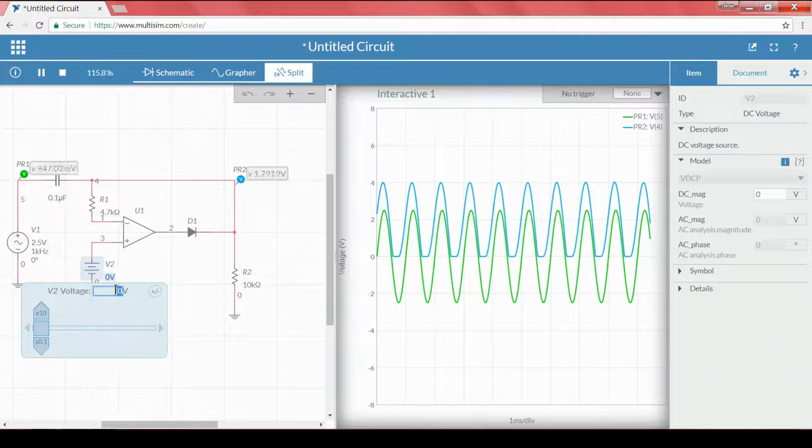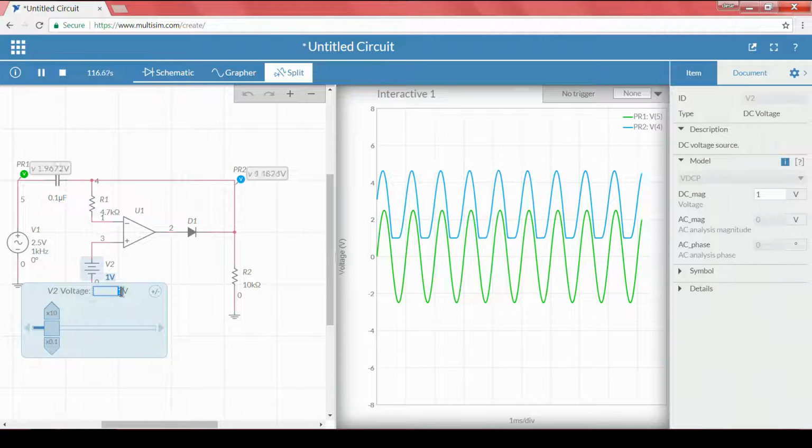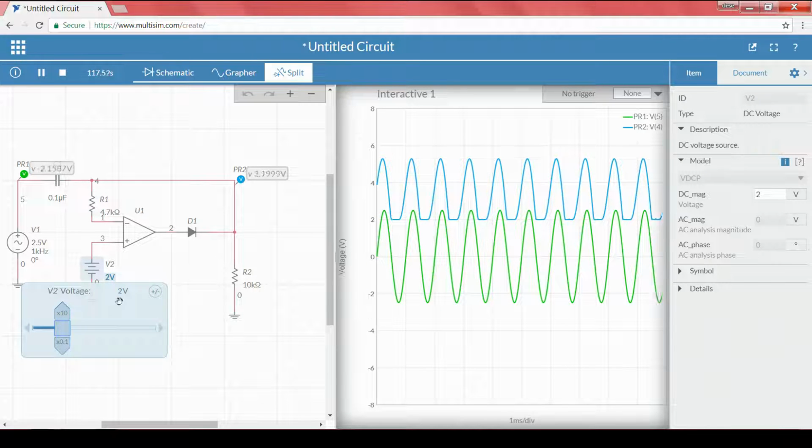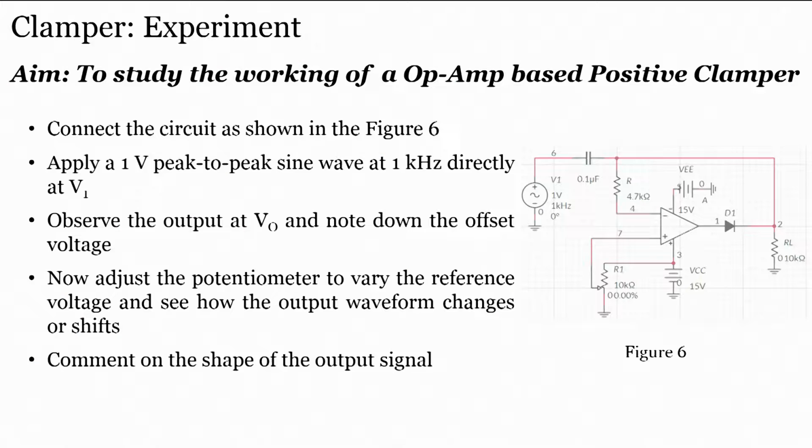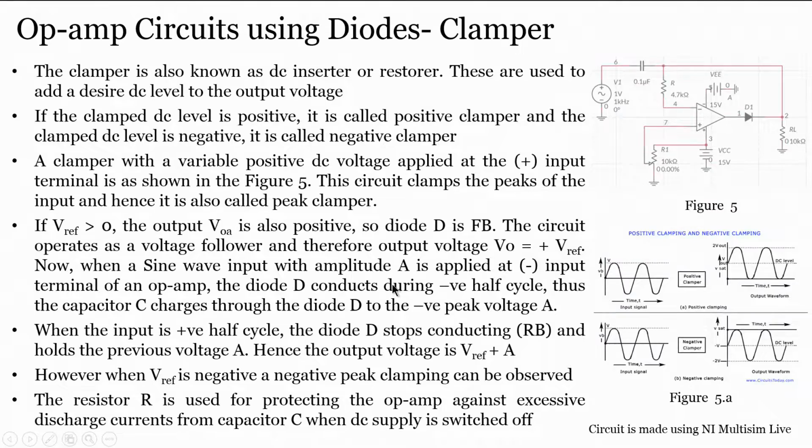If I make it 1, 2, here we can clearly understand the working of the diode as well as the working of the circuit using Multisim. We will also understand the working of the negative clamper. In the case of a negative clamper, the diode has to be reversed. So, let me construct the circuit using Multisim.